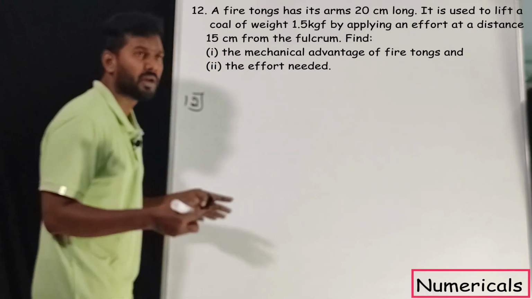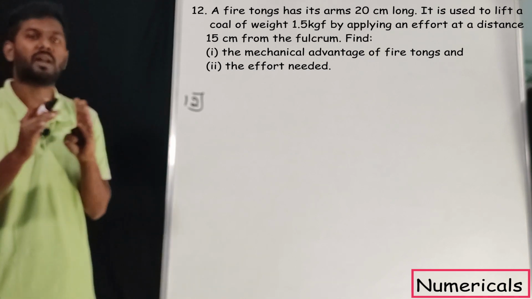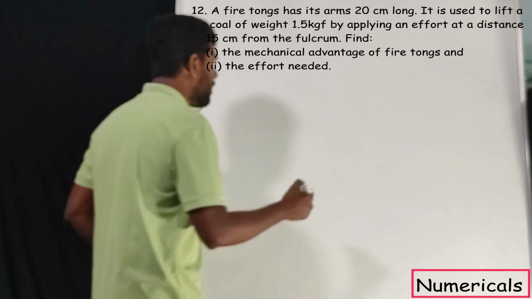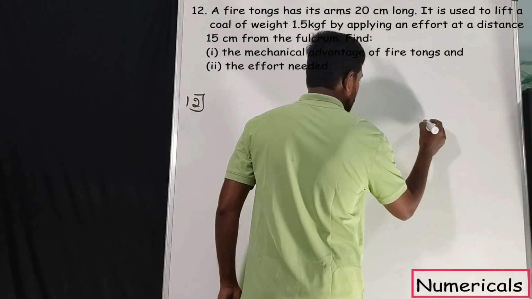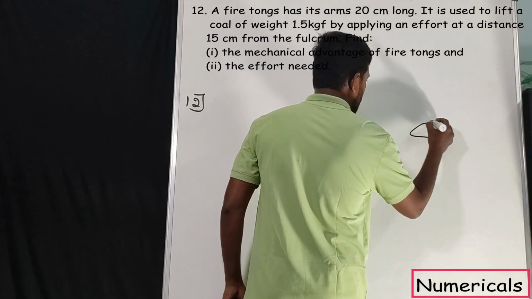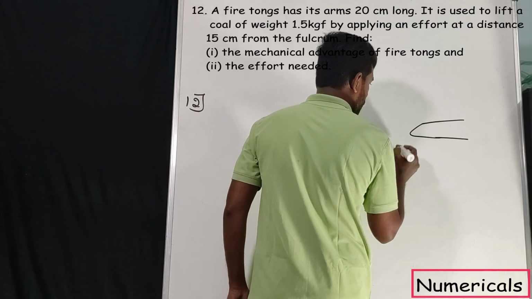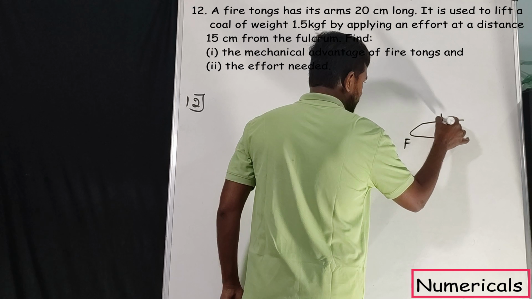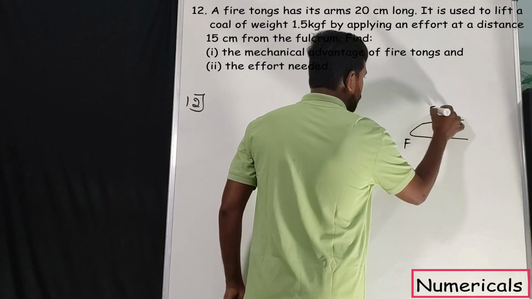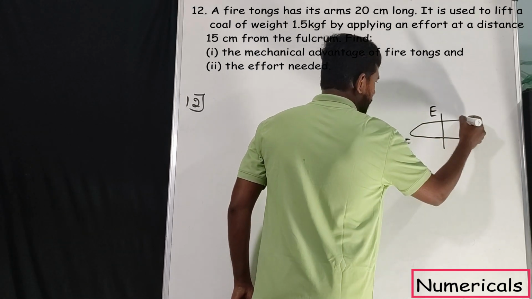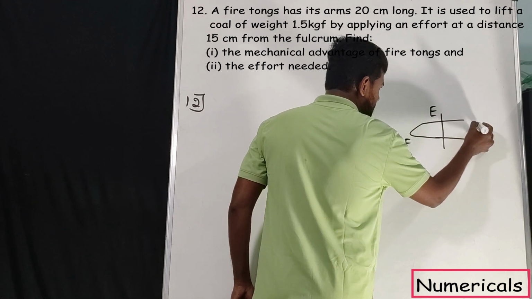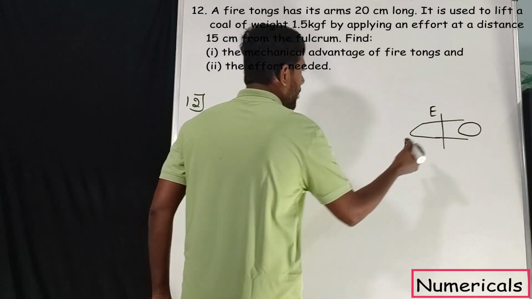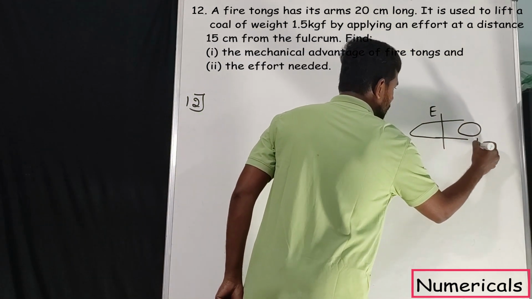First, in this question they have not given the diagram, so better you draw the diagram to understand the question. Fire tongs will be somehow like this. This is the fulcrum. Somewhere here we are going to apply the effort. Here is where we are going to hold the coal. The coal is nothing but the load.